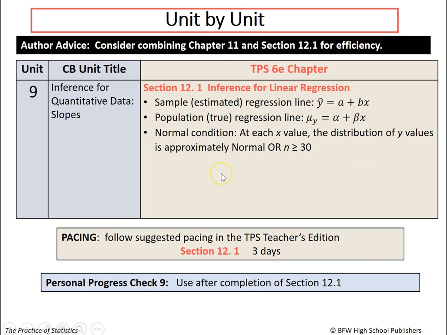One other note in the condition checking for inference about linear regression, the course framework has included a sample size override for the normal condition. So the usual condition for the linear regression model is that for each x value, the distribution of y values is approximately normal. And the sample size override allows for n being at least 30 to offset the necessity of the normal distribution of y values at each x. We recommend about 3 days for this section, aka Unit 9 in the College Board framework. You can use Personal Progress Check 9 at the end of Section 12.1.